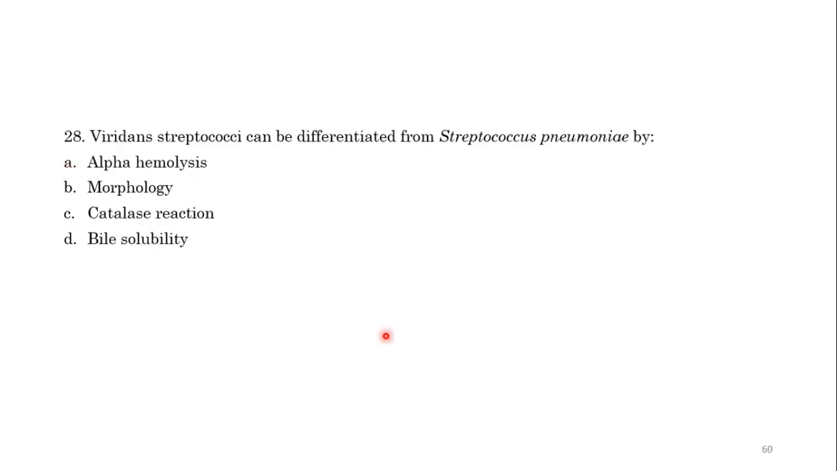Number 28, viridans streptococci can be differentiated from Streptococcus pneumoniae by A, alpha hemolysis, B, morphology, C, catalase reaction, or D, bile solubility. The correct answer for number 28 is letter D, the bile solubility test. Let me share with you guys my mnemonic for the 5 tests which are helpful to differentiate viridans streptococci from Streptococcus pneumoniae. And that is MEBON. Don't forget MEBON.